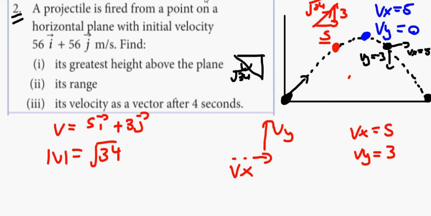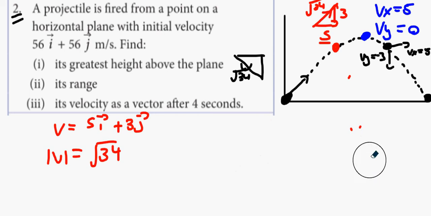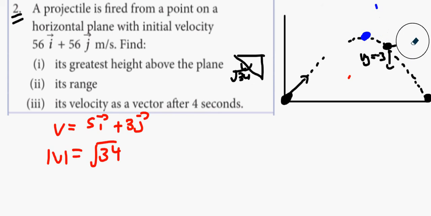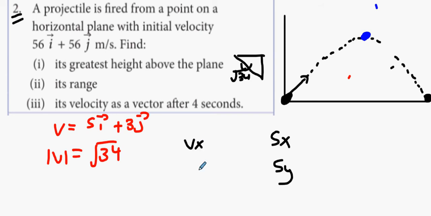Can anybody tell me where does S... there's two distances as well. So, as an example, if I said... not two distances, what's the word I'm looking for? Two displacements. Okay, so let me show you what I mean by that. So, as an example, Sx and Sy. We've already discussed Vx and Vy, haven't we? Vx is going left to right, Vy is going up and down.